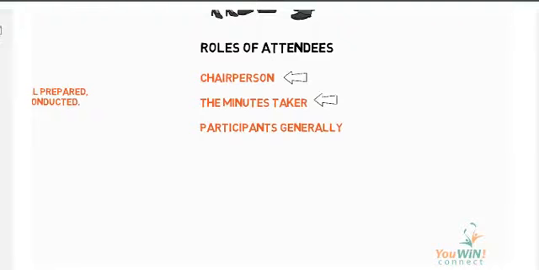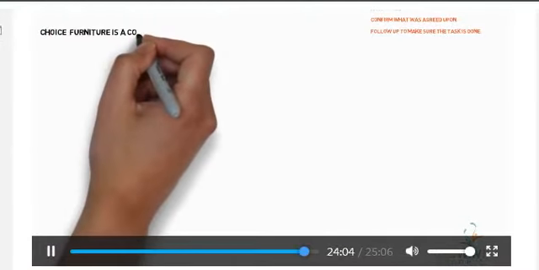Participants generally must come prepared. They must come listening attentively, and they must also come to contribute ideas. This brings us to the end of this session, Conducting Effective Meetings. On your screen, you'll see a case study, Choice Furniture Company. Please read this case and answer the questions below it.